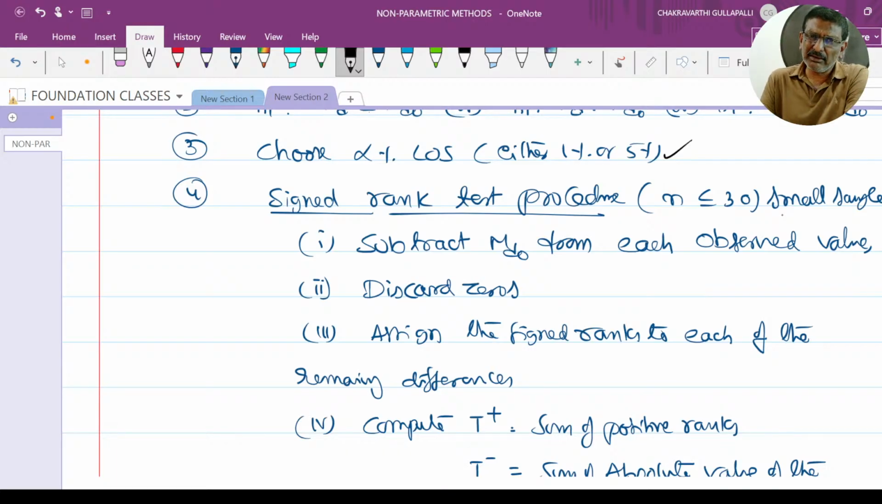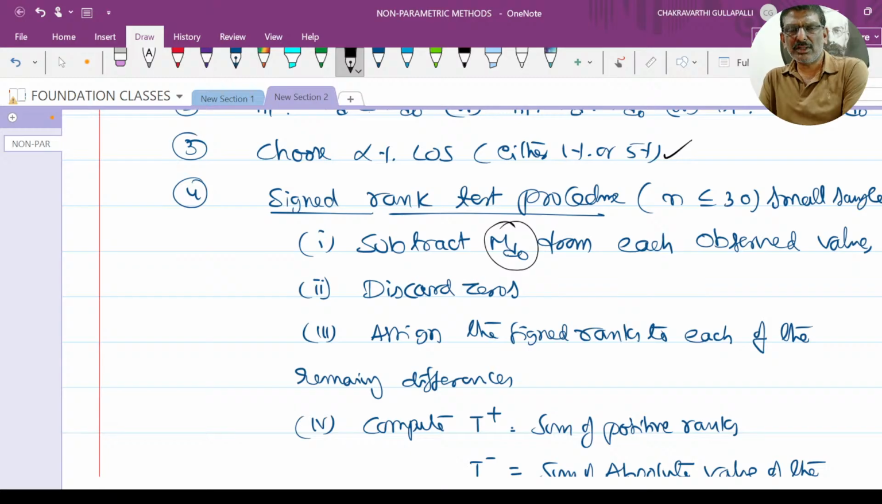I already explained the same procedure for the sign test also. In this signed rank test procedure, the first step is to subtract the given or specified median value from each observed value. This is the specified value. You subtract the specified value from the given set of numbers.